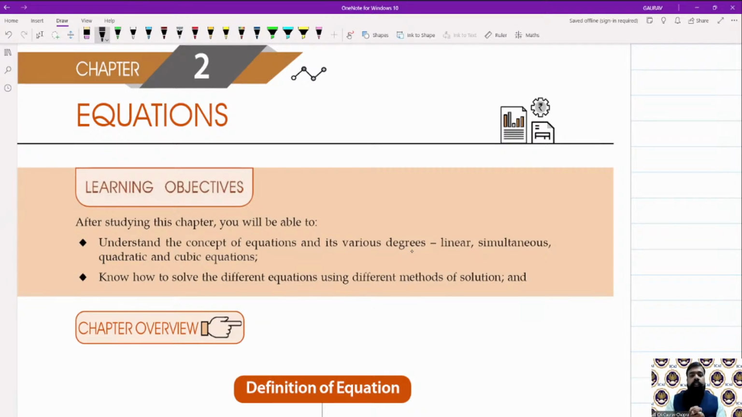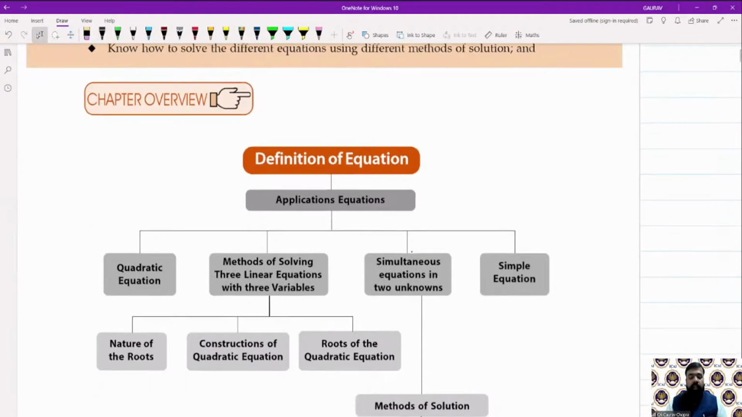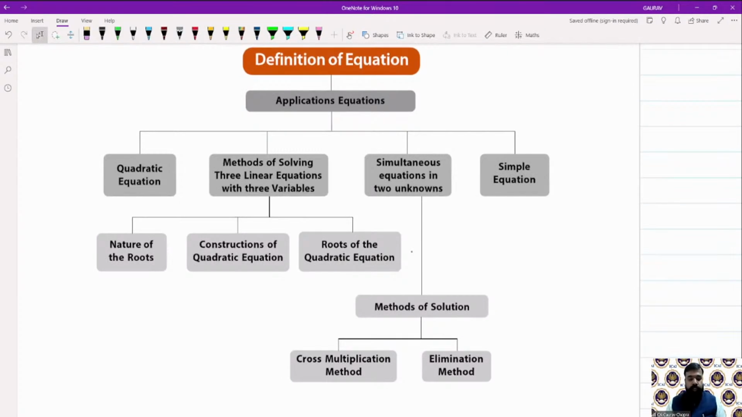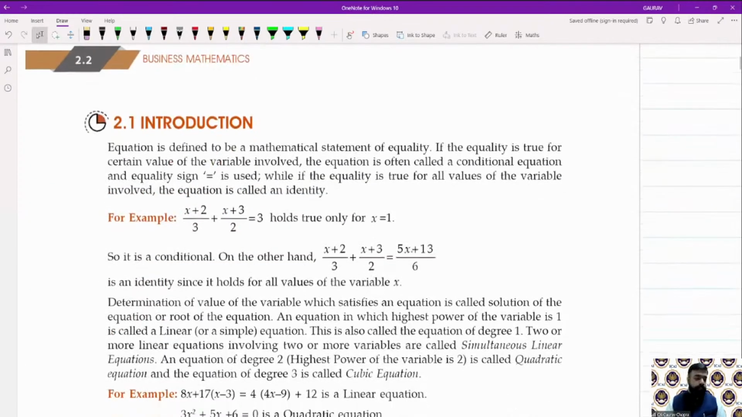So let us begin with the chapter equations. If we see, this chapter is broadly divided into two parts. One will be linear equations and the other will be quadratic equations, right? So here we will be learning about the types of equations and how to solve them. Here we have equations in one variable, two variables, as well as three variables. Also, we will be learning about the degree of equations.